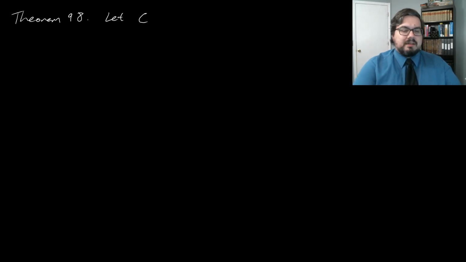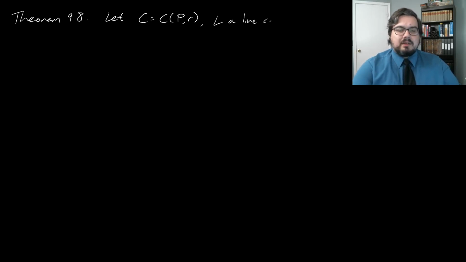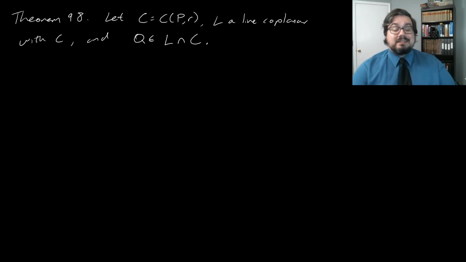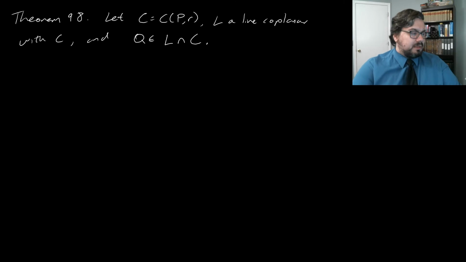So let C be the circle CPR, L a line coplanar with C, and let's suppose that Q lies in the intersection of L and C. So we're assuming that there's some point that is in both L and C. So the line intersects the circle in at least 1 point. The following are equivalent.